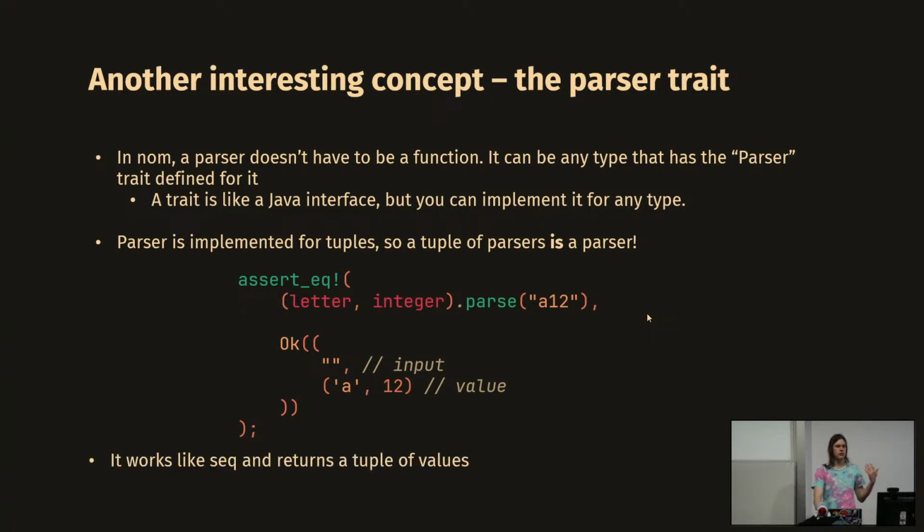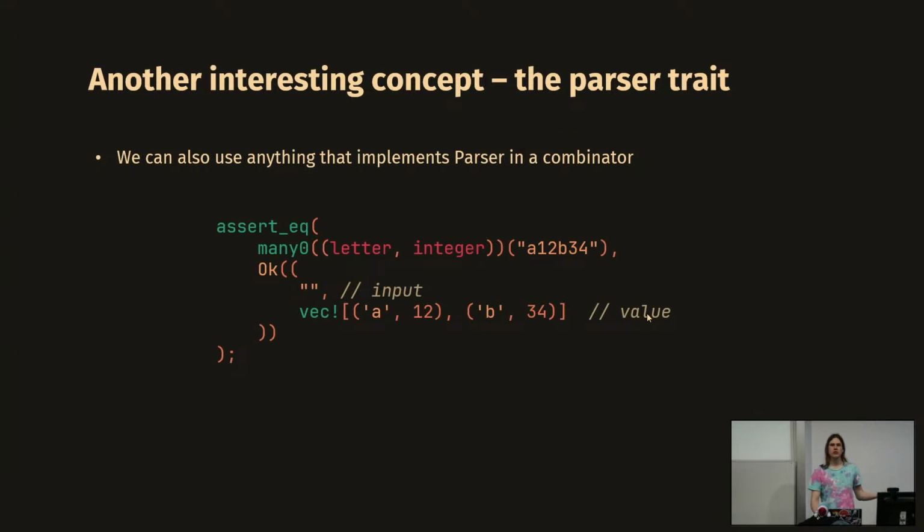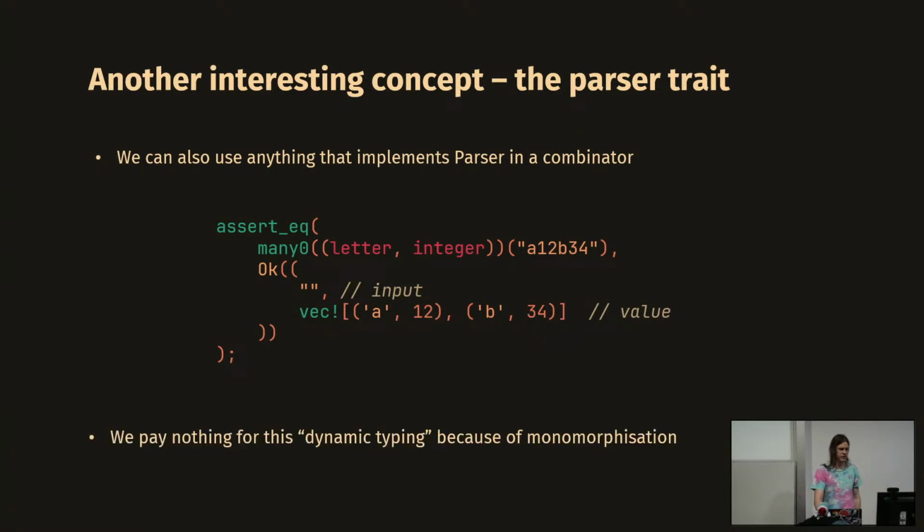You can also then pass them into combinators. So we could have many zero tuples containing a letter and an integer. And because it works with the parser trait, it will just work. So I think that's kind of crazy. And this is not dynamic typing. It's just that the compiler will go and look at all of the different ways that you've used these parsers and generate a separate parse function for each tuple. And so it'll generate all of these monomorphized types, which basically, at the end of the day, means that we can write this kind of quote-unquote dynamic typing, but we don't have to pay for it. We just generate a bunch of differently typed functions that parse different types of things.